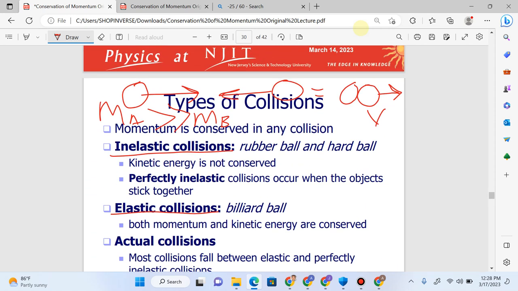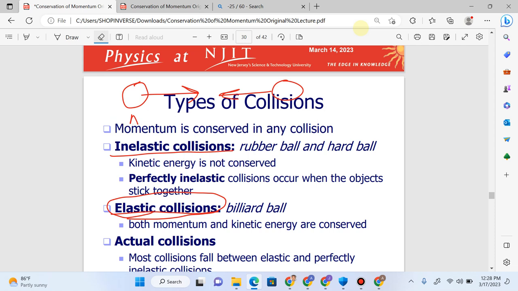But in the case of elastic collision, now I want to talk about elastic collision. When we say the collision between two objects is elastic, what does it mean? That means when these two objects, let me do the same example, this MA having initial speed UA, and this is MB having initial speed UB. After colliding, these two objects will not move together as a single unit. The object MA will move with its own final speed VA, while the object MB will move in the opposite direction with its own final speed VB.